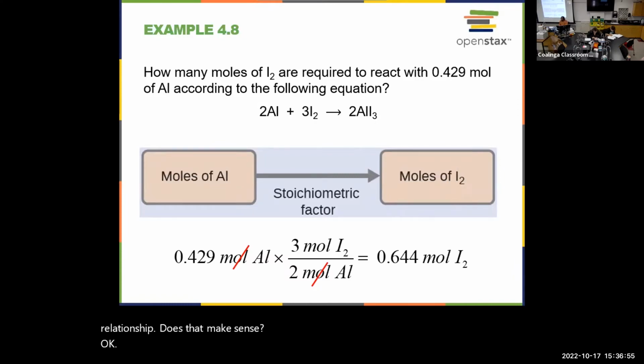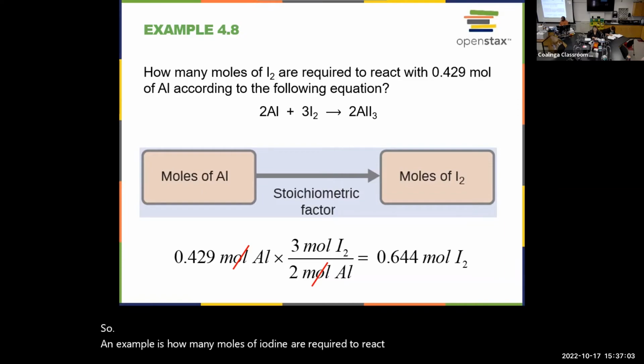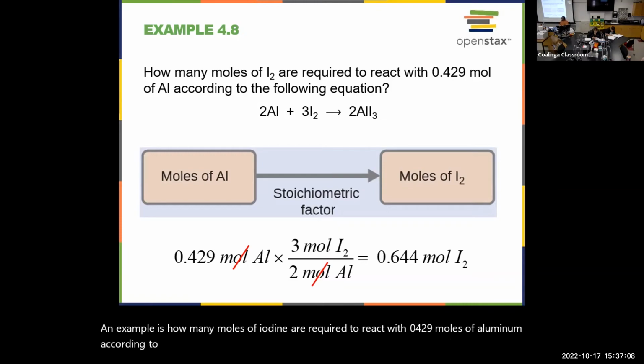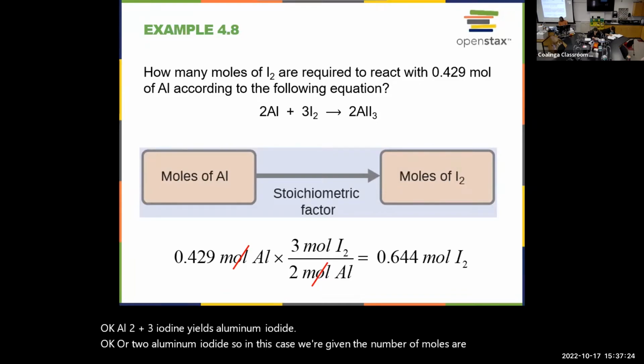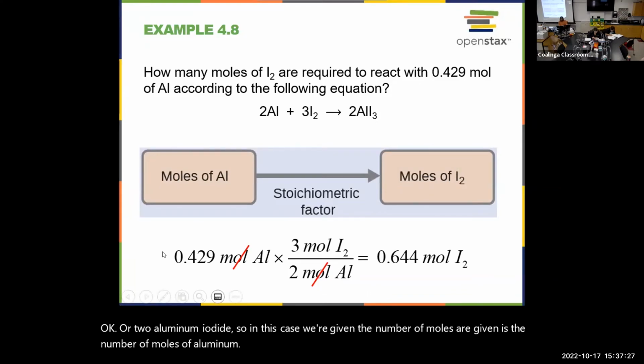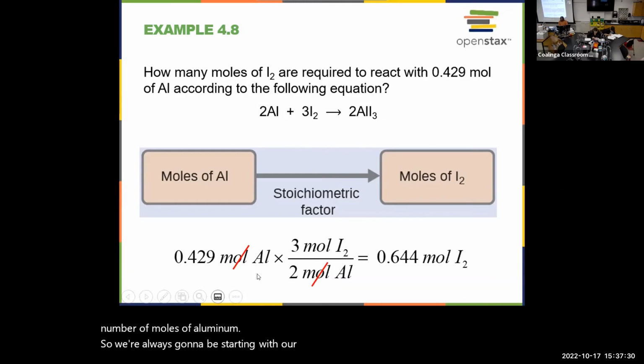So an example: how many moles of iodine are required to react with 0.429 moles of aluminum, according to the following equation? 2 Al plus 3 I2 yields 2 AlI3. In this case, we're given the number of moles. Our given is the number of moles of aluminum. So we're always going to be starting with our given. We're going to use that mole-to-mole ratio, or the stoichiometric factor.